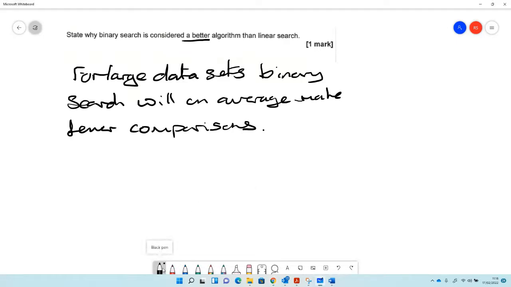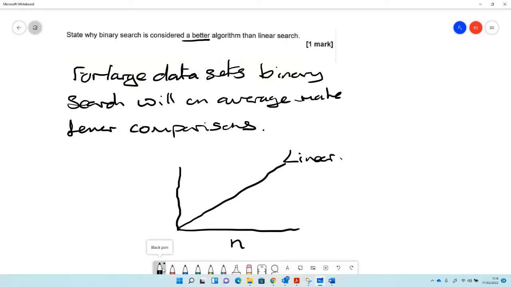So if we were thinking about the 2 algorithms, then they might look like this if we did a graph of them. So we get linear search, which is totally dependent on the value of n. So these are numbers. So that's the quantity, and this will be time. So linear search, totally dependent on that. We'd call that O of n if we were doing this for an A-level question.